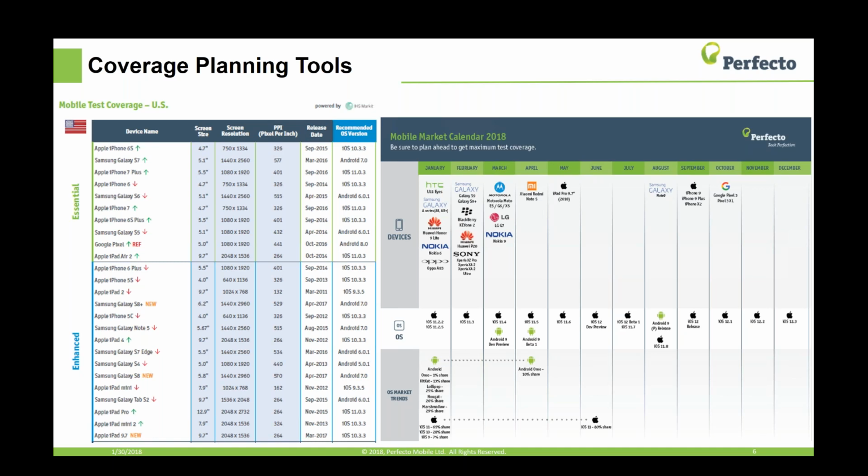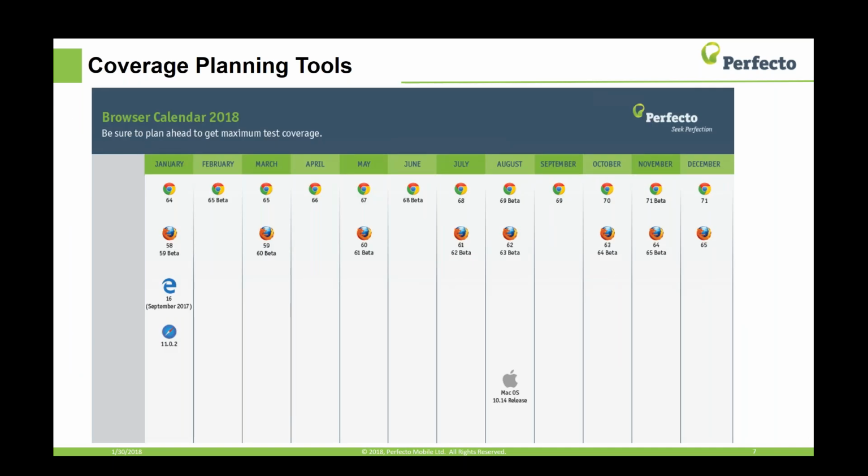So definitely you can leverage these planning tools for coverage for both mobile as well as web, and plan ahead. Look at what's happening in at least the next 6 months in the mobile and web space, and see how your test lab is built and whether you need to do some changes or upgrades. So that's a background tip for those of you online.